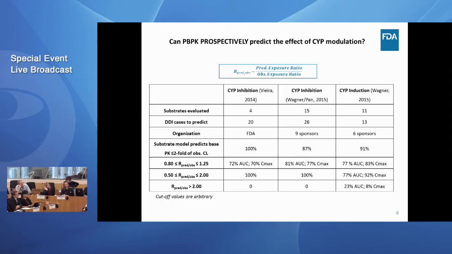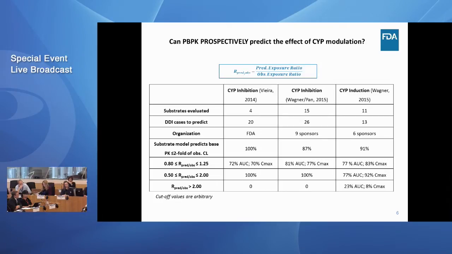If you look at the bottom part of this table, it appears that when we apply a very stringent, arbitrary prediction boundary of 80 to 125, which is similar to the BE criteria, more than 70% of the cases, the PBPK model predictions can prospectively capture the observed DDI finding. And for induction, the numbers are also more than 70%, nearly 80% of the cases. So this is a very robust prediction.